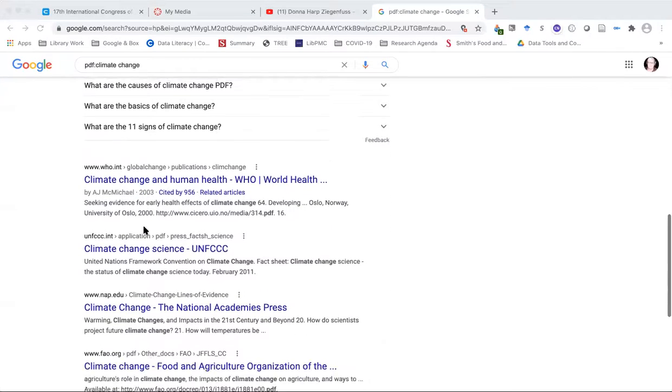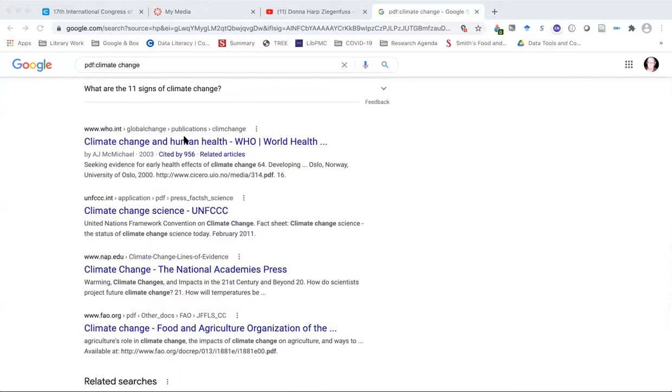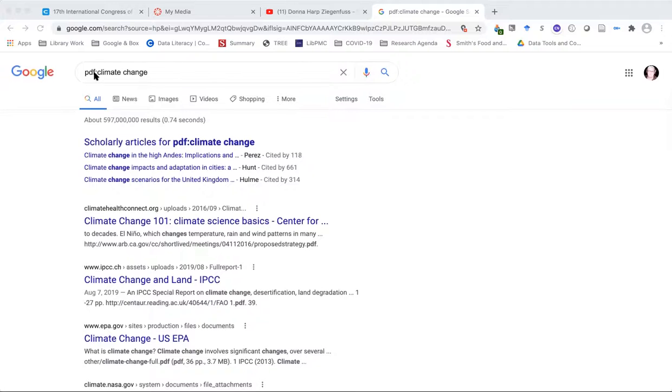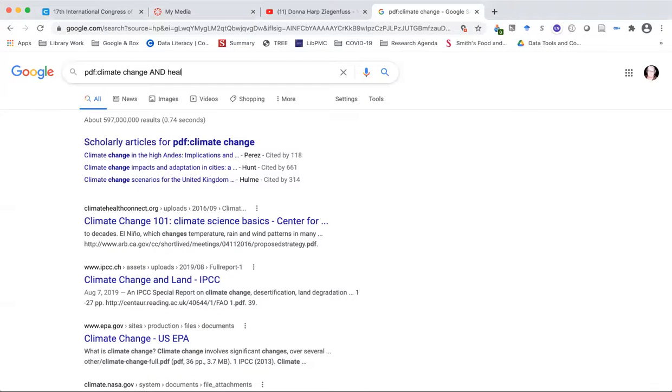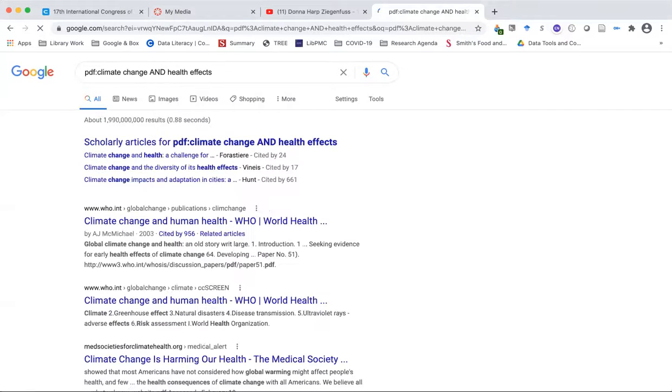Okay, so you'll see that you don't have all the ads, and everything that you click on, here's climate change and human health from WHO, the World Health Organization. So this is talking about risks and responses. And I'm only finding PDFs because that's what I asked it to find by using the colons. Then I could also, again here, do and health effects. So you'll see I still have a lot. I have 600 million resources. Now I'm down, actually I'm more because I'm looking more specifically.